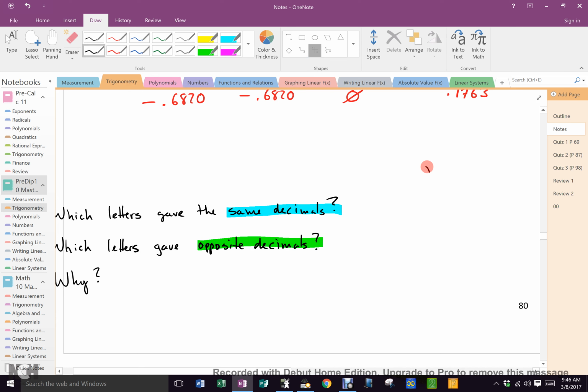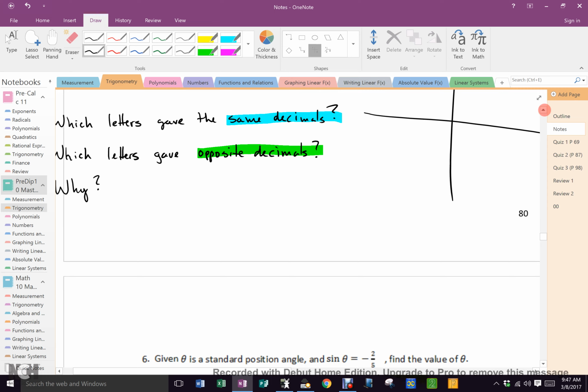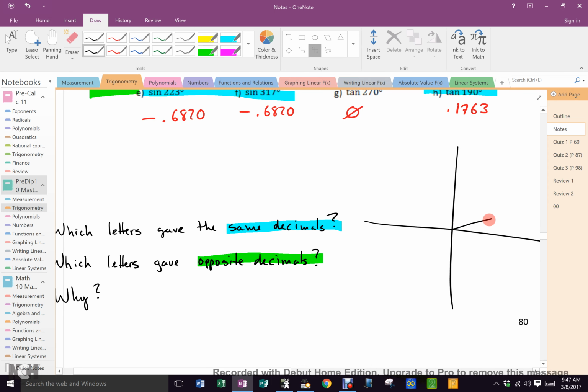Tap, draw. Screw it. There. You needed something like this, yes? And the ones that were the same, tan 10, tan 190. So where is 10? Right there, yes? Where is 190? Right there, yes? Right? What is the same there? Max? They're 10 after the... Their reference angles are the same, yes? Both reference angles are the same.